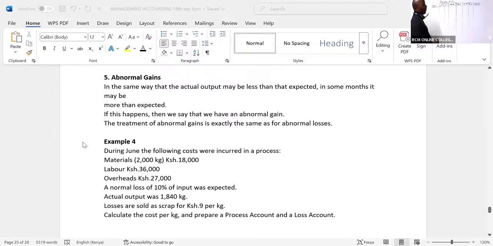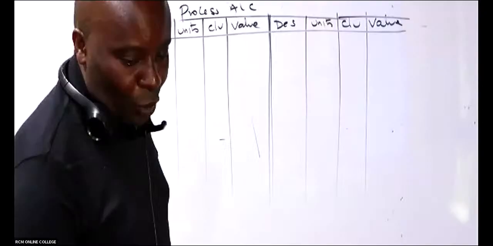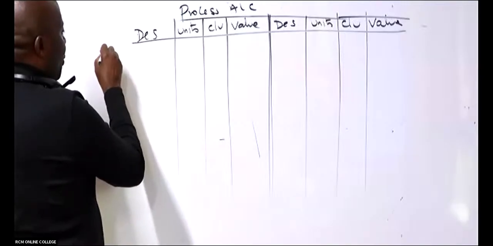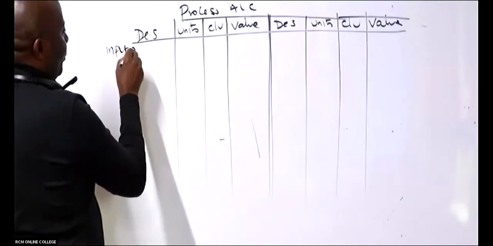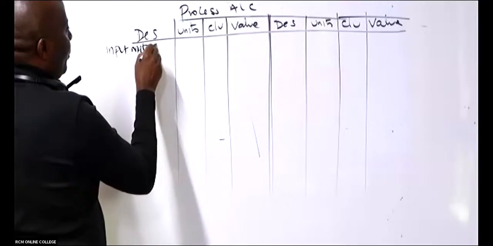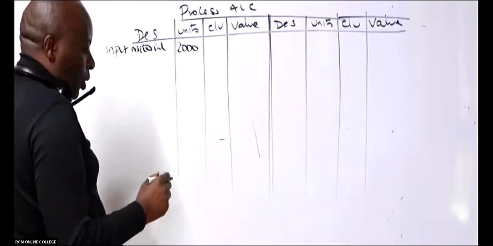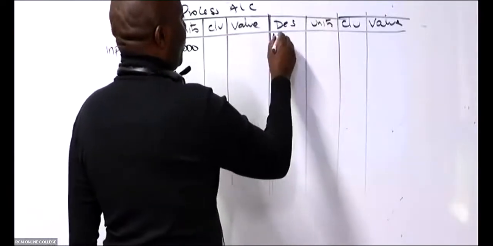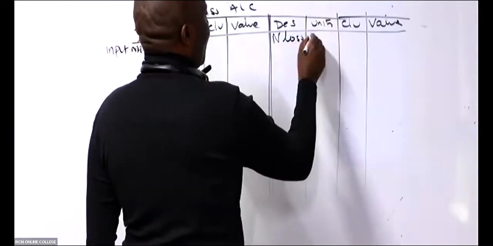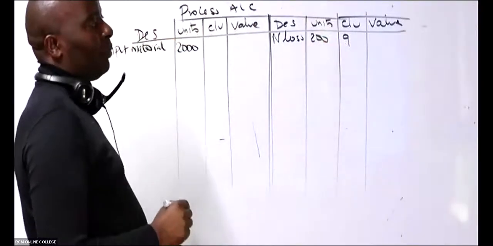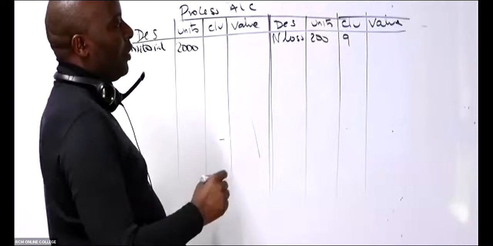All right. Now, ladies and gentlemen, after that, we should be able to post our throughput. Start always with the throughput. For example, we had input material cost $2,000. We had normal loss 200. And they have told us we are scrapping at 9 bob still. So 209, that gives me 1800.